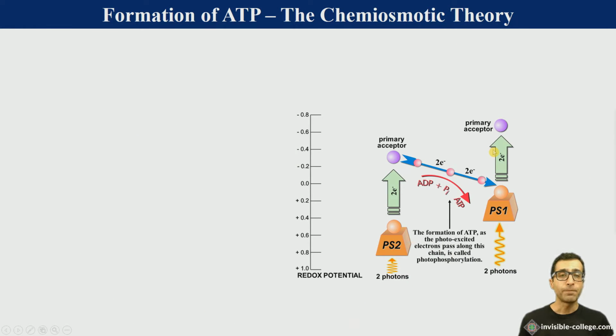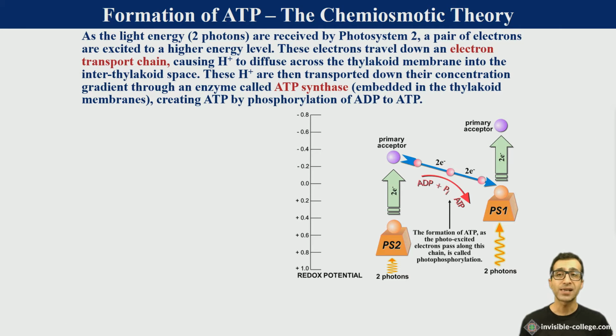So we can make use of this biochemical mechanism in the chemiosmotic theory. Now basically what this says is that as the light energy carried by those 2 photons is received by photosystem 2, a pair of electrons are excited to a higher energy level. Now these electrons, as we said before, travel down the electron transport chain, and this is ultimately what causes the hydrogen ions to diffuse across the thylakoid membranes and into the inner thylakoid space.